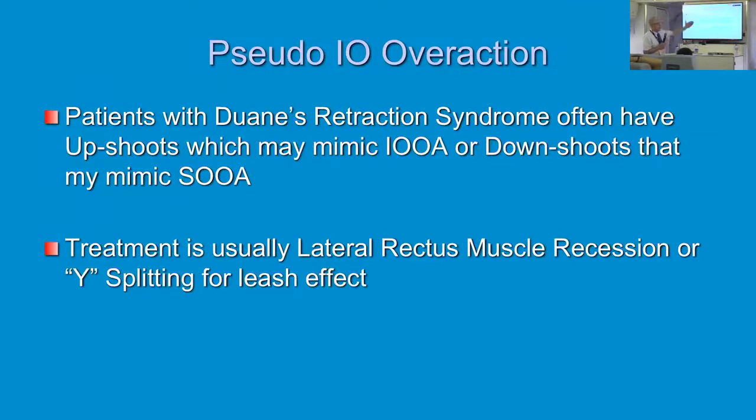Now, this is what I was talking about earlier about pseudo inferior oblique overaction. Patients with Duane's retraction syndrome often have upshoots which can look like inferior oblique overaction, or downshoots that look like superior oblique overaction, but it's not real. We usually treat these by lateral rectus muscle recession, weakening, or Y-splitting it, because there's some kind of a leash effect, we call it, where it slides, and this can take care of it.